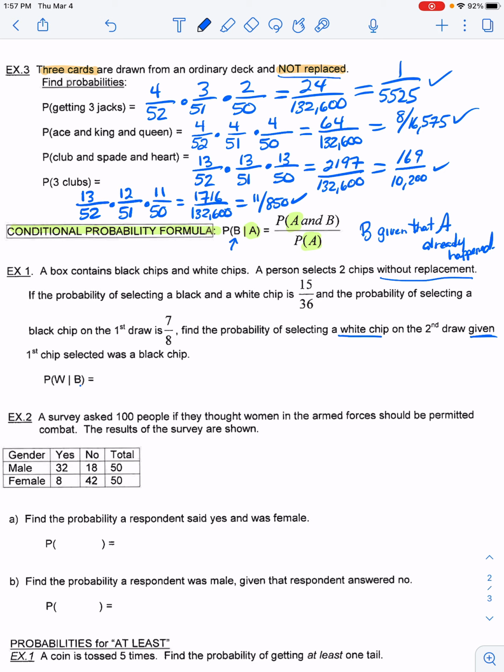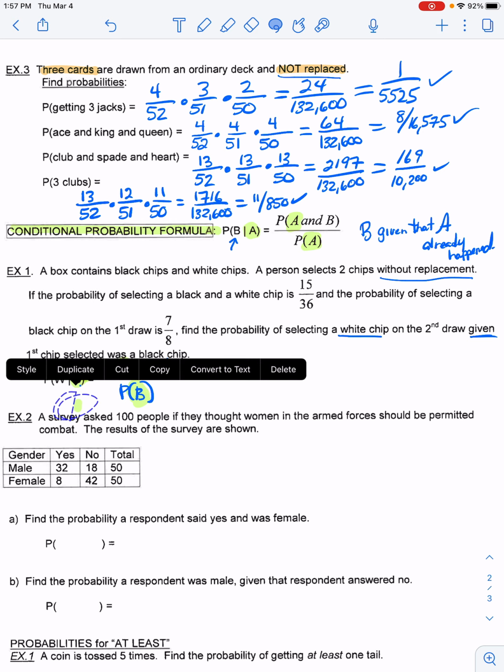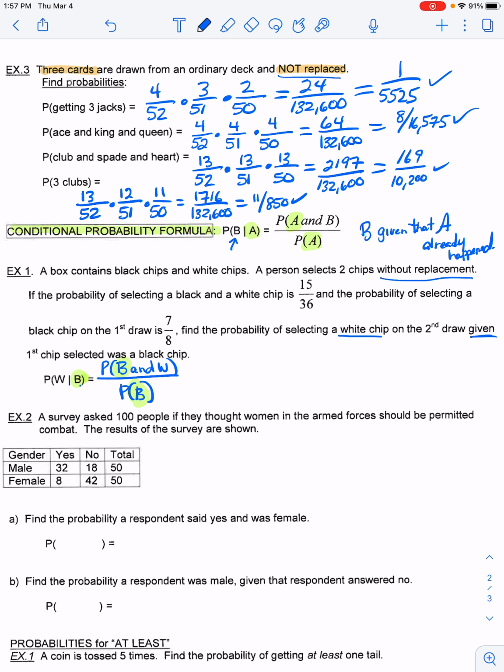All right, so we need on top the probability of black and white divided by the probability of black. And again, follow the pattern. The black was second, so that's where it shows up. When you go through and calculate. All right, so the black and white number is this one right here. Black and white, 15 out of 36. All over the probability of a black chip, 7 out of 8.